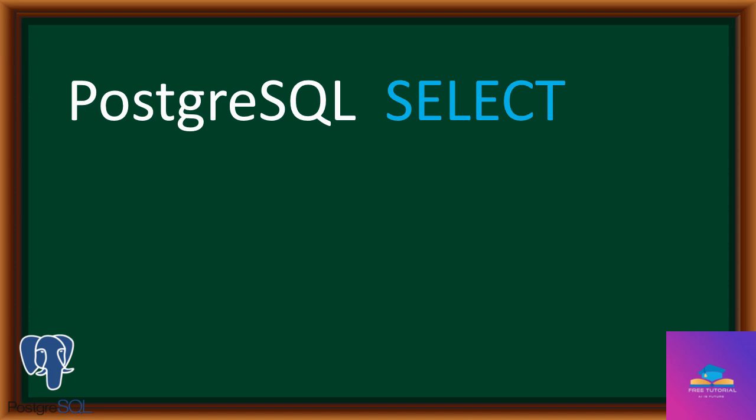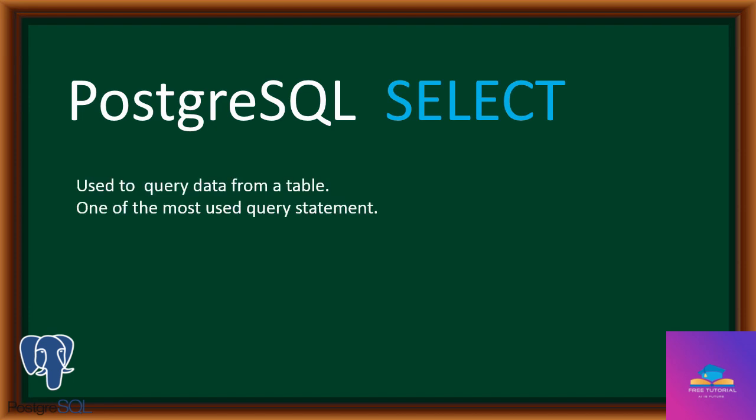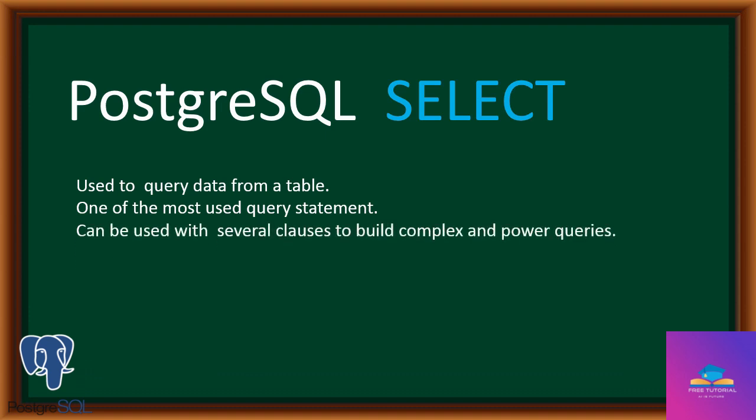One of the most common tasks you will perform when working with Postgres is the task of querying data from tables, and you do that by using a select statement. So the select statement is basically used to query data from a table. The select statement can be very basic, or you can make it complex by combining it with several clauses. So you can use it in combination with other clauses to make the select statement more complex and powerful.